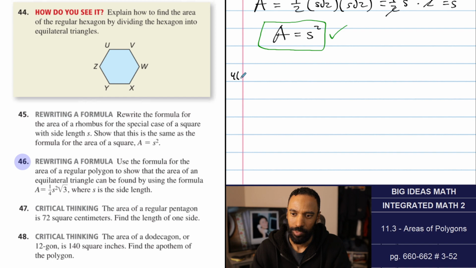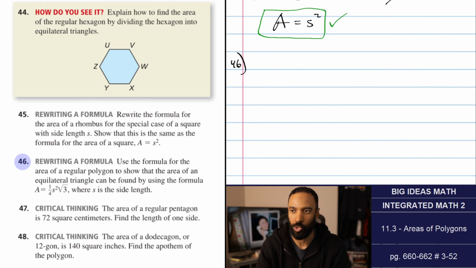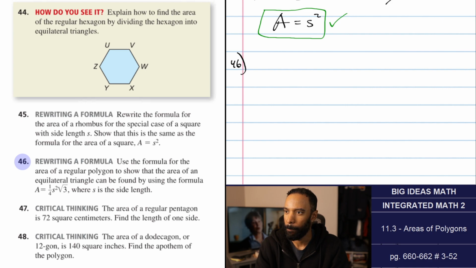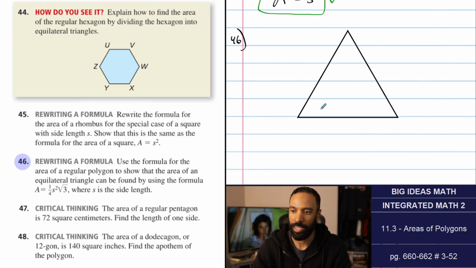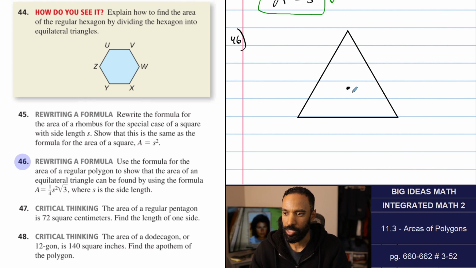46. So same approach, but now it's a triangle. Equilateral triangle, mind you. Let's draw one. They said side length is S. So in an equilateral triangle, I have a side length of S. Here's my center-ish. So when I draw radius kind of stuff like that, this is S over 2.